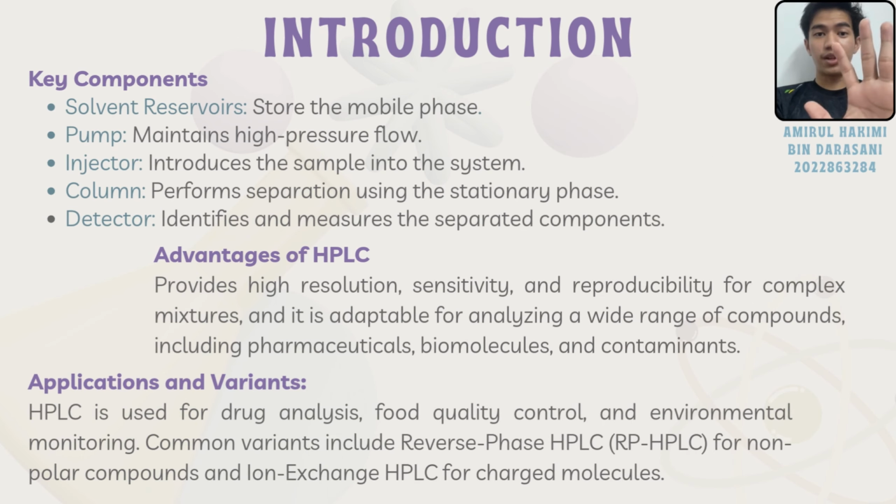There are 5 main components in HPLC. First, solvent reservoirs. The function of the solvent reservoir is to store the mobile phase. Next, pump. The pump's function is to maintain the high pressure flow. Injector. The function is to introduce the sample into the system. The column performs separation using a stationary phase. And lastly, the detector. It identifies and measures the separated components.